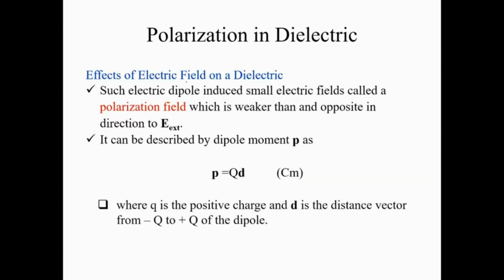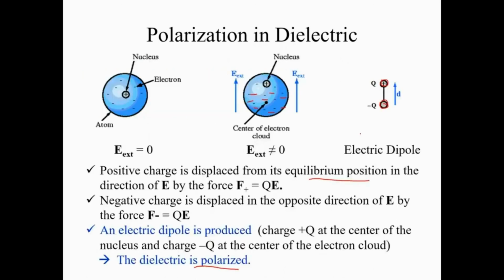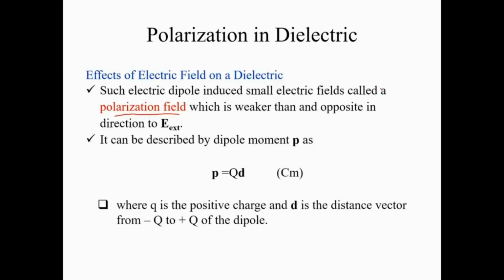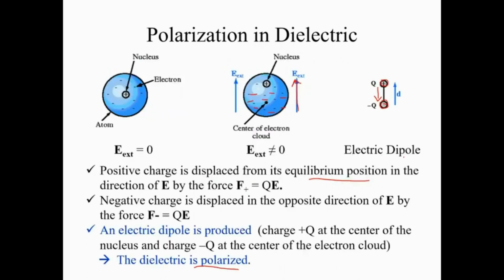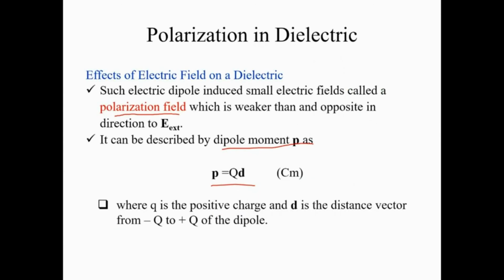The effect of such an electric dipole induces more electric field, called the polarization field, which is weaker than and opposite in direction to the external electric field. So you see, this is the external electric field, and this one is the internal electric field, which is the polarization field. It is much smaller than the external electric field, and it can be described by the dipole moment as this one. This polarization field is created by the electric dipole inside the dielectric when they are polarized. D is the distance, and Q is the value of the charge.